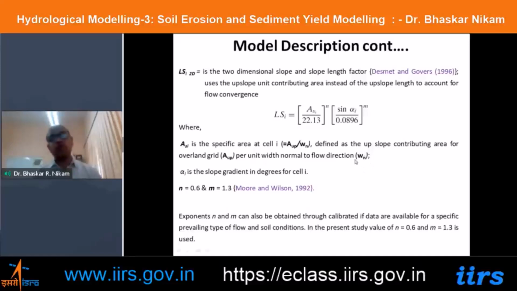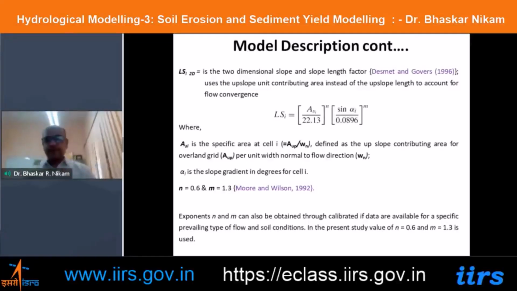Basically, if your flow is coming from the side, the resolution of your pixel becomes W_N. If it is coming from the corner, then the diagonal of this square becomes the W_N. So we assume here that the flow enters the pixel from the sides. If you don't want to assume it, you can take help of the flow direction map and find out from where the flow is coming, whether it is coming from the side four pixels or the corner four pixels, and you can calculate this LS factor.